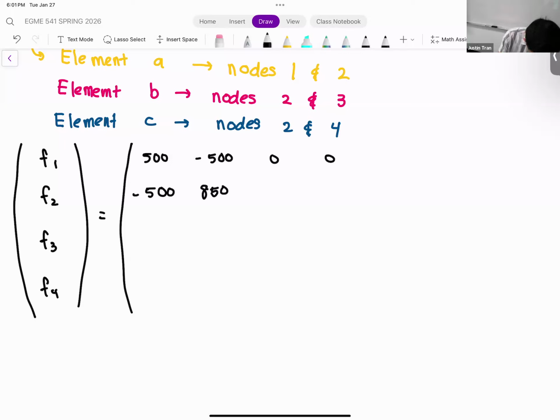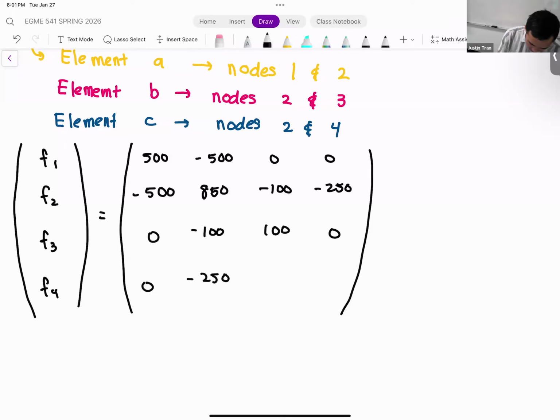Okay. Then we have minus 100 from KB, and then minus 250 from KC. Okay. Third row, we have a 0, minus 100, positive 100, and then 0. Okay. And then fourth row, we have 0, minus 250. That comes from element C, 0, and then positive 250. That comes from elements. Okay. D1, D2, D3, D4.